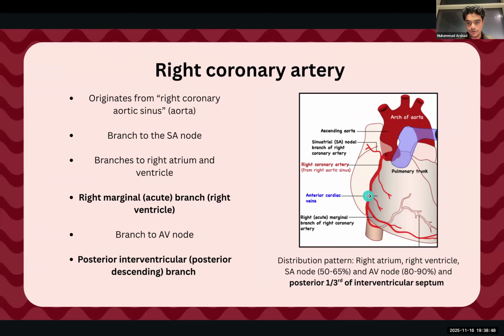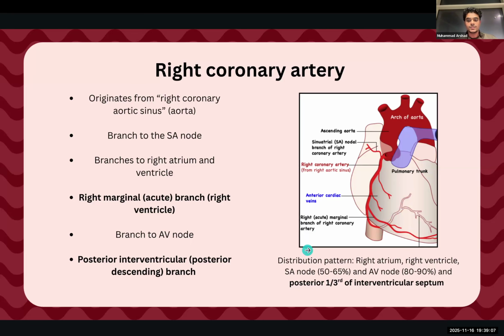You also have the right coronary artery continuing, and it goes posteriorly, and that gives us the posterior interventricular or posterior descending branch. It's also known as PIA for short. And you also have a branch to the AV node. So I believe this is the branch to the AV node. It's on the posterior side.